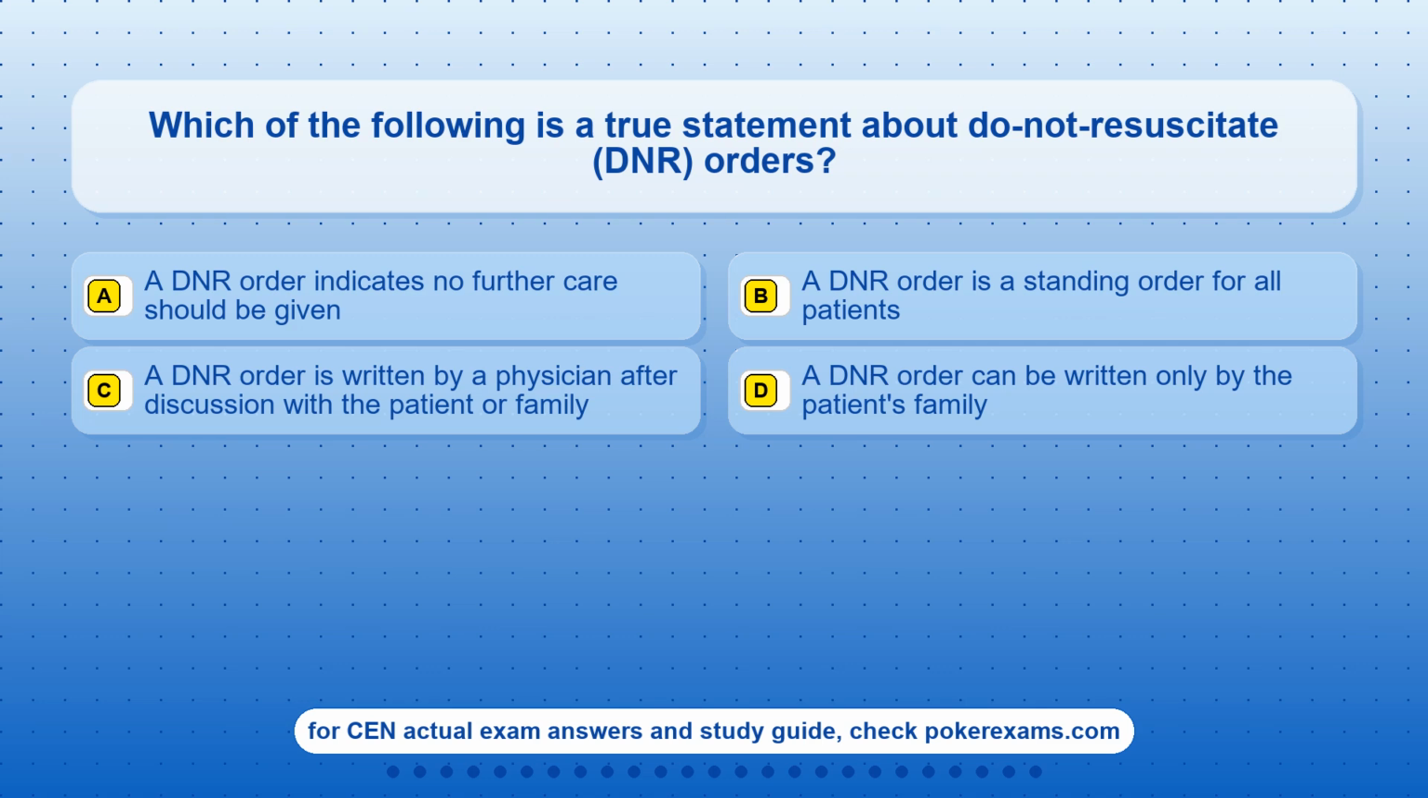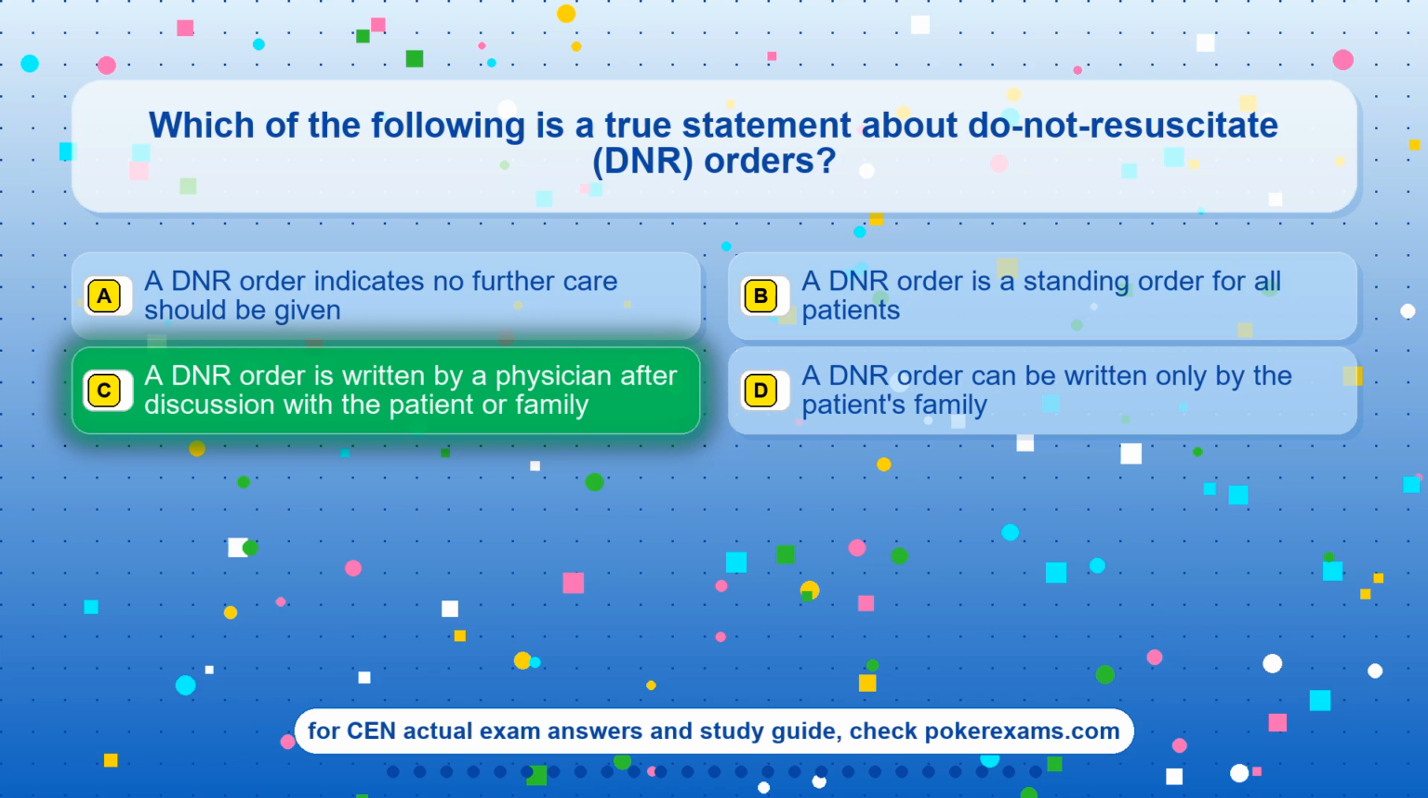Question 9. Which of the following is a true statement about do-not-resuscitate, DNR, orders? Option A. A DNR order indicates no further care should be given. Option B. A DNR order is a standing order for all patients. Option C. A DNR order is written by a physician after discussion with the patient or family. Option D. A DNR order can be written only by the patient's family.